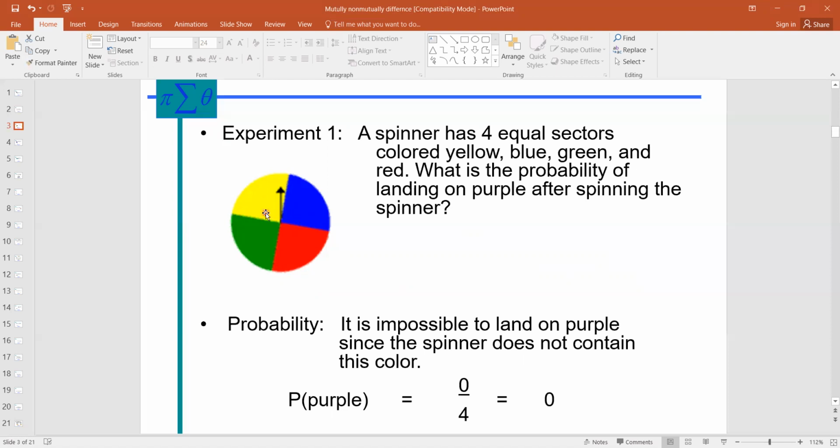So how can we calculate the probability? As all of us know, the formula to calculate the probability is favorable outcomes divided by total outcomes. Here the favorable outcome is our event of interest, which is the purple color, and purple color is absent in this spinner. So we can say 0 over 4 is equal to 0. The probability of landing on purple is 0. So this is the impossible event. Whenever the event doesn't exist, we can say this is an impossible event.